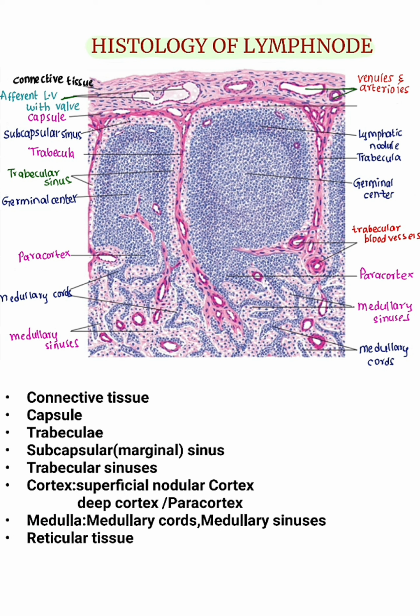Medulla, it is inner lightly stained part of the parenchyma. It consists of medullary cords and medullary sinuses. Medullary cords, these are anastomotic cords of lymphocytes, plasma cells and macrophages. Medullary sinuses, these are spaces that separate adjacent medullary cords. They receive lymph from trabecular sinuses and drain it into efferent lymphatic vessel.